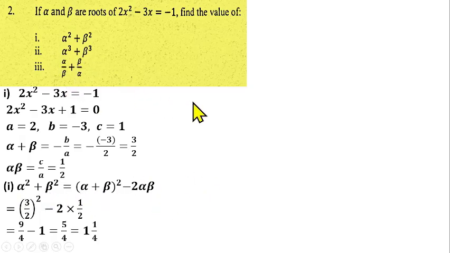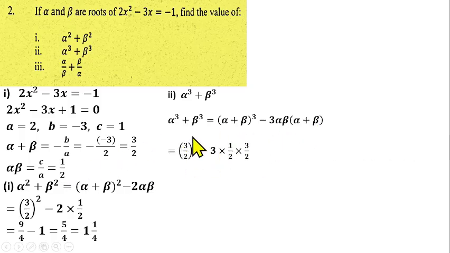Then for alpha cubed plus beta cubed, we need to expand this as well in terms of alpha plus beta and alpha beta. If you expand that, it gives us alpha plus beta cubed minus 3 alpha beta into alpha plus beta. We know the value of alpha plus beta and the value of alpha beta. If you substitute into this, we have 3 over 2 cubed minus 3 times alpha beta, which is 1 over 2, times alpha plus beta, which is 3 over 2.